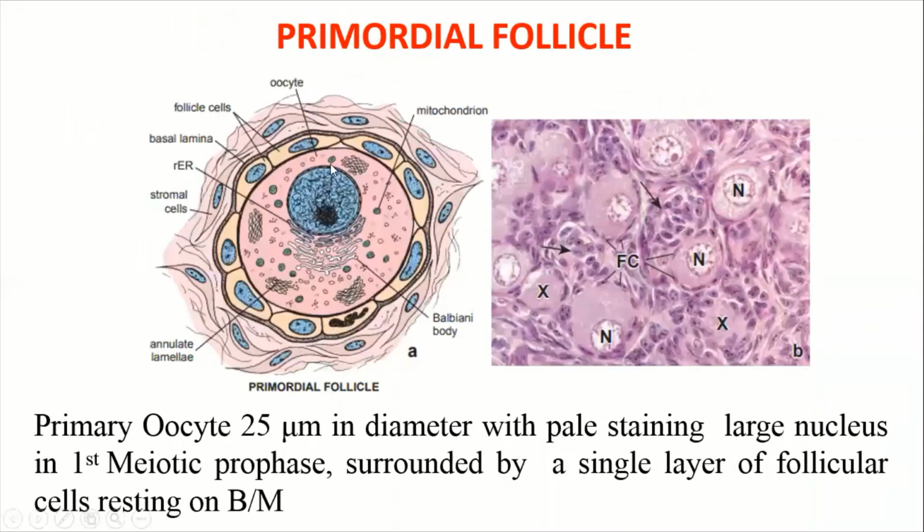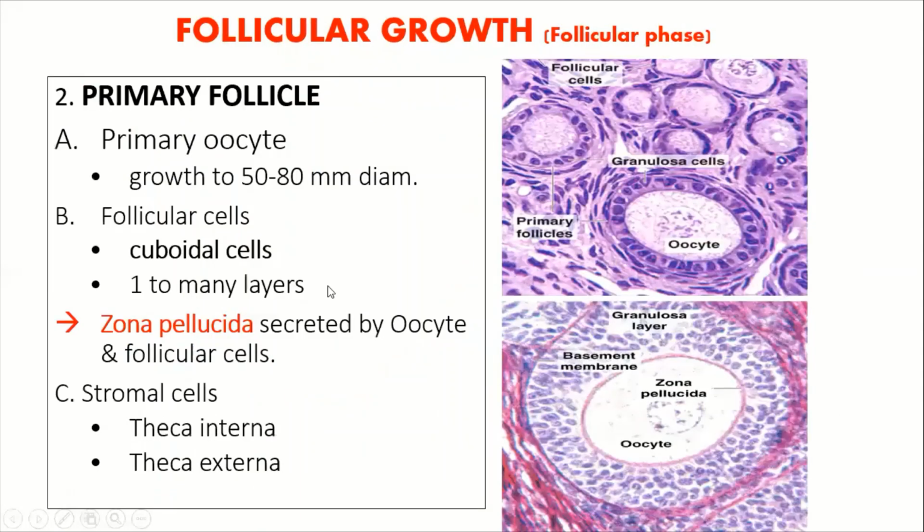A bigger picture you can see. This is called the primordial follicle, and these are all the flattened cells. Outside this is the basal lamina. The basal lamina separates the stromal cells from the follicular cells. So these are the follicular cells surrounded by the stromal cells. Very clearly you can see the primordial follicle.